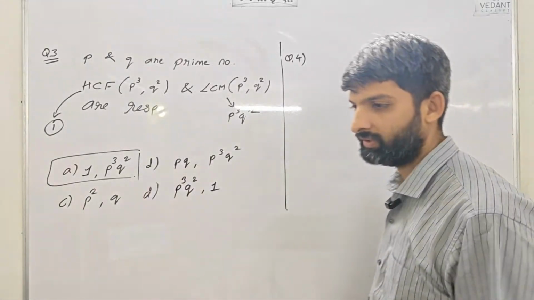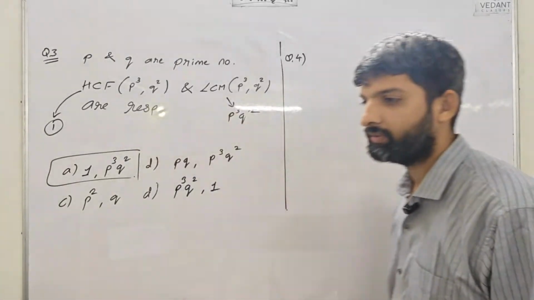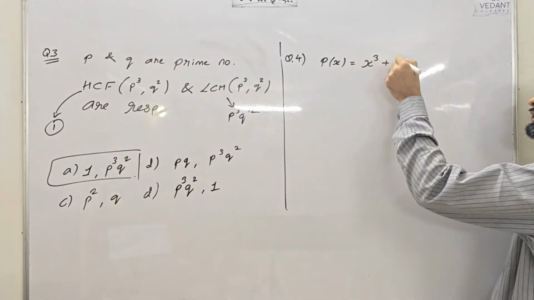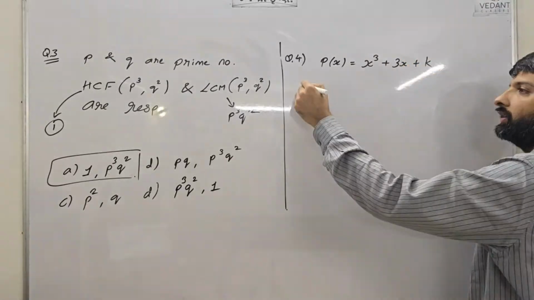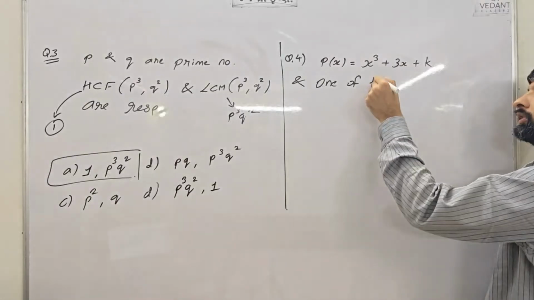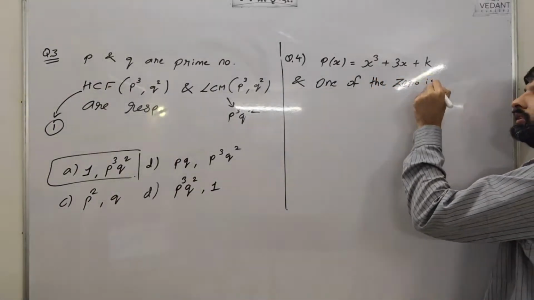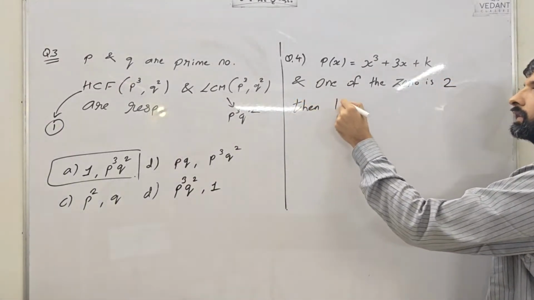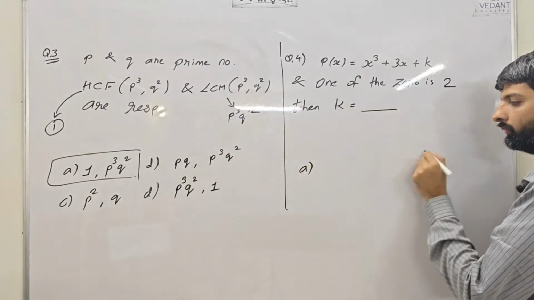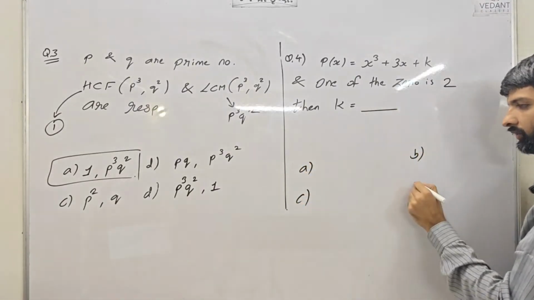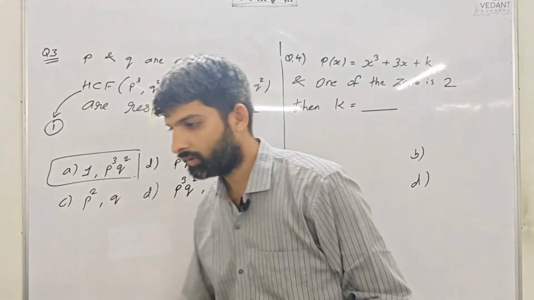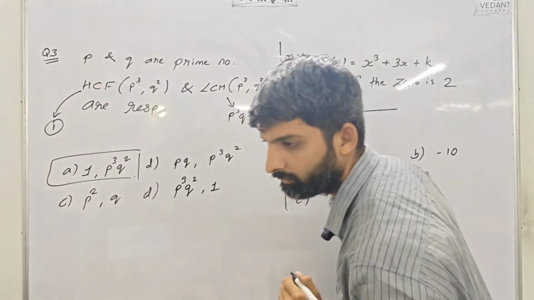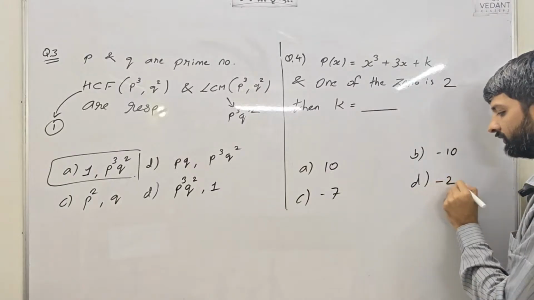Okay, I'm writing question 4. See the next question. P of x is equal to x cube plus 3x plus k, and one of the zeroes is 2. Then k is equal to what? That you're supposed to find. I'm writing the options: 10, minus 10, minus 7, and minus 2.